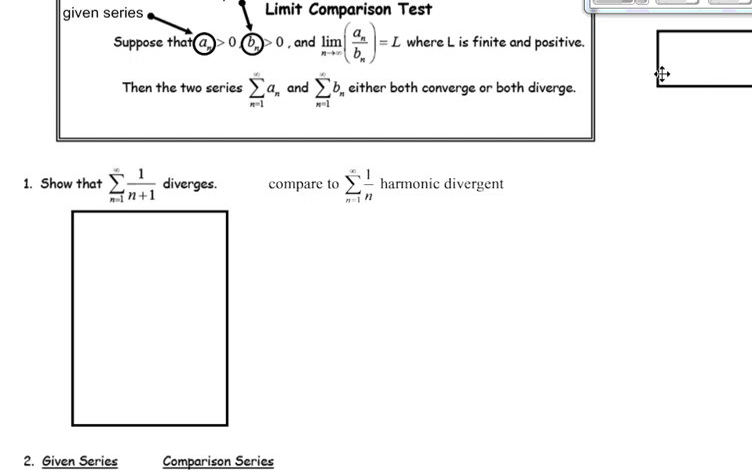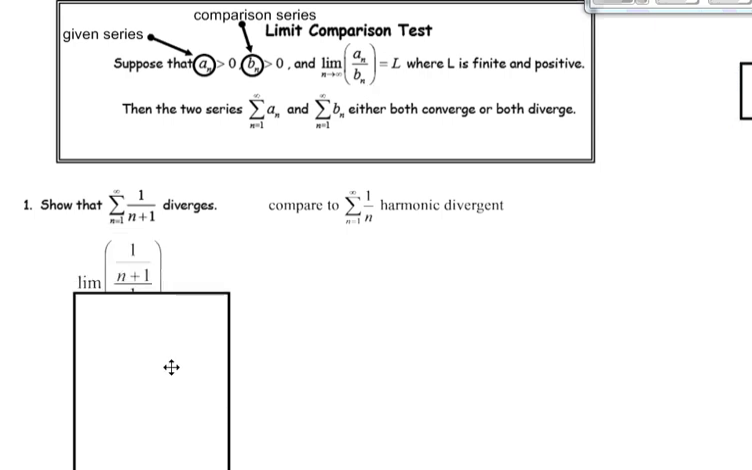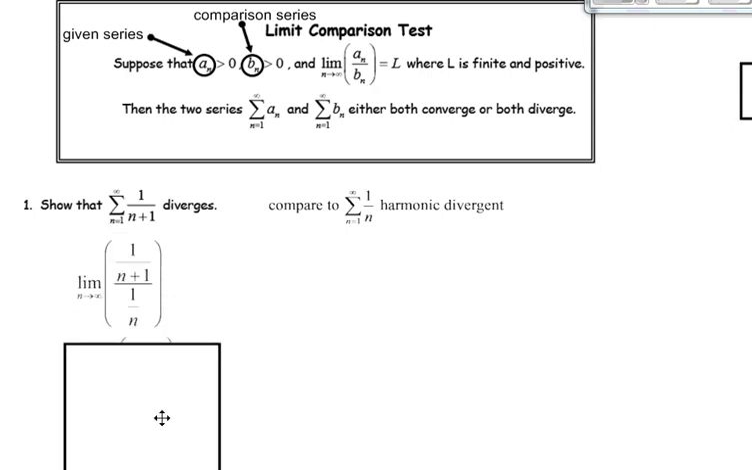Since that comparison series is our b sub n, now we want to take the limit as n approaches infinity of the ratio of 1 over n plus 1 divided by 1 over n. That's what I'm going to write out next. The limit as n approaches infinity of 1 over n plus 1 divided by 1 over n.